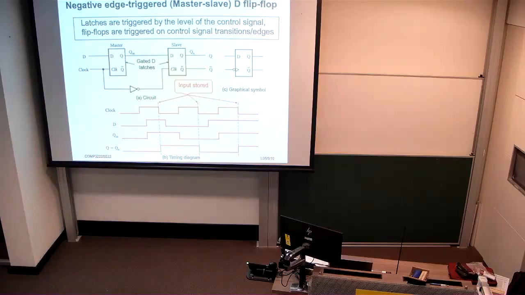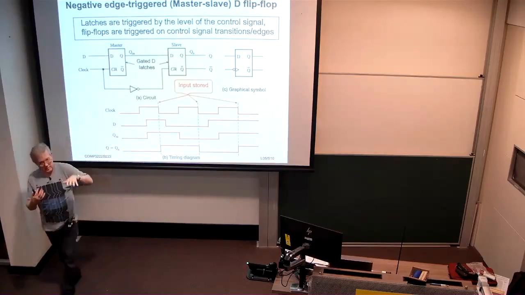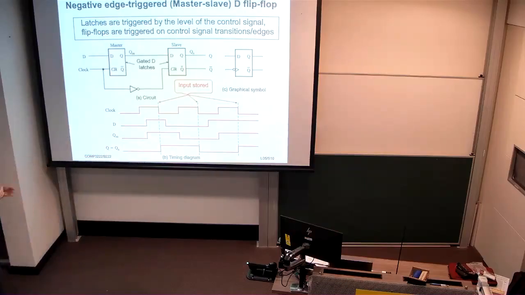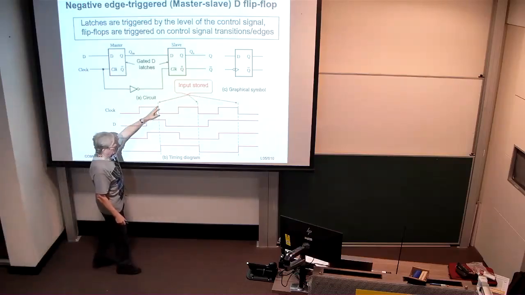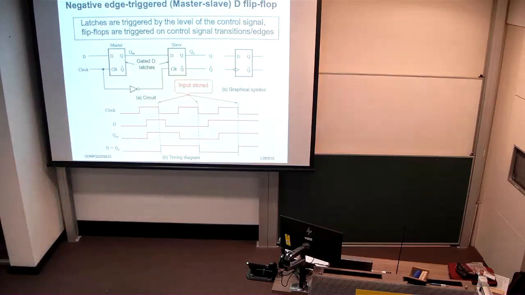So, while latches are triggered by the level of the control signal, the clock, so for a latch, when the clock is high, it's active and it'll be transparent to the data inputs. While latches are triggered by the level of the control signal, flip-flops are triggered on control signal transitions or edges. In this case, on a negative edge. So this is a negative edge triggered master-slave D-type flip-flop.